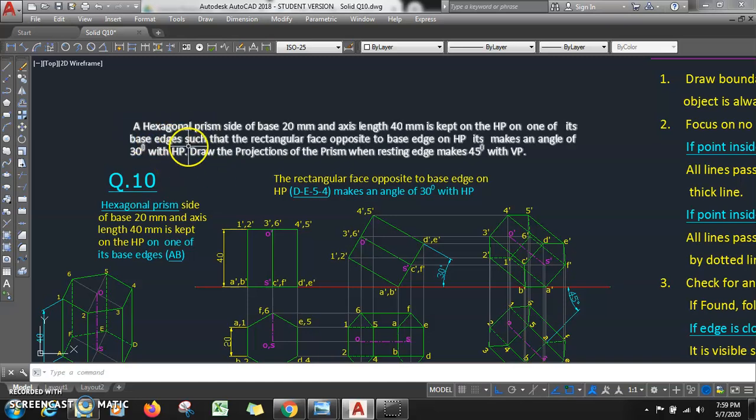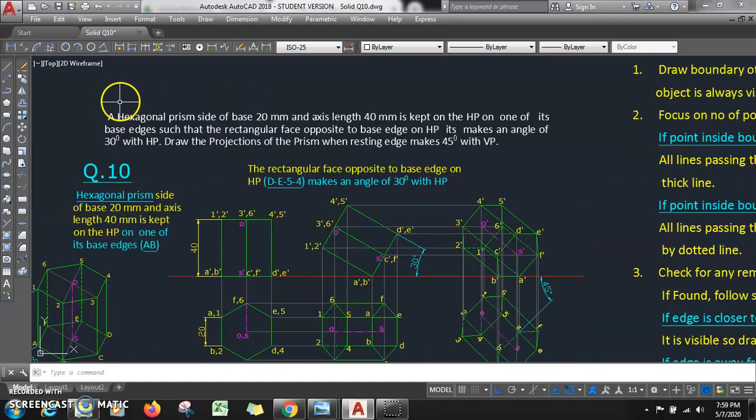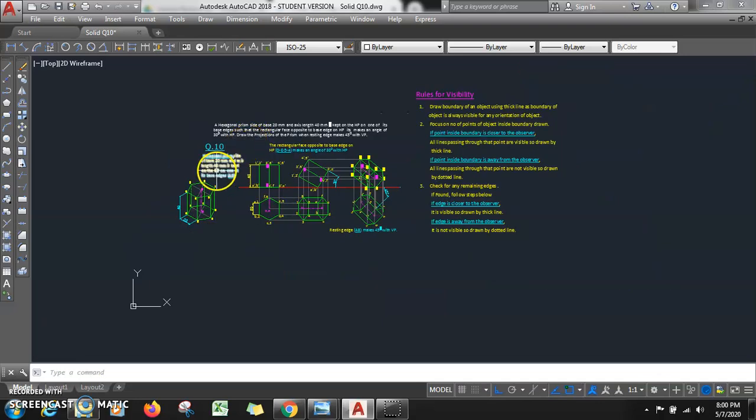Now in this video, we will solve a problem on a hexagonal prism. Let us read out the problem statement. A hexagonal prism, side of base 20 mm and axis length 40 mm, is kept on the HP on one of its base edges, such that the rectangular face opposite to the base edge on HP makes an angle of 30 degrees with HP. Then draw the projections of the prism when the resting edge makes 45 degrees with VP. Now this is my problem statement.